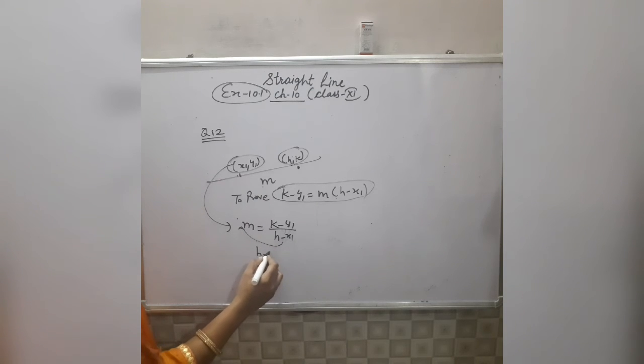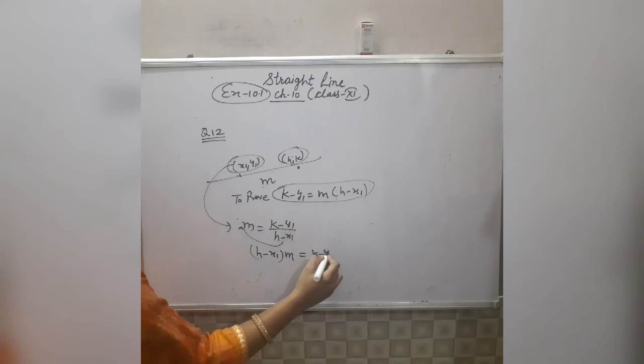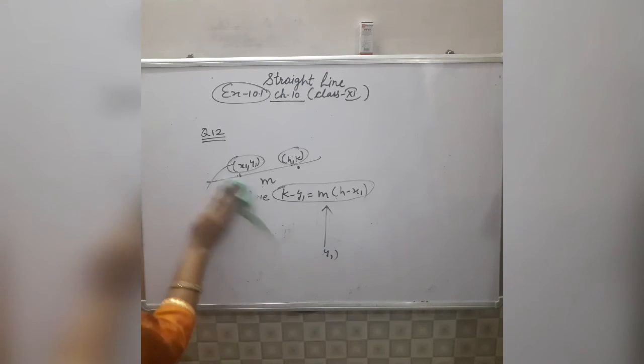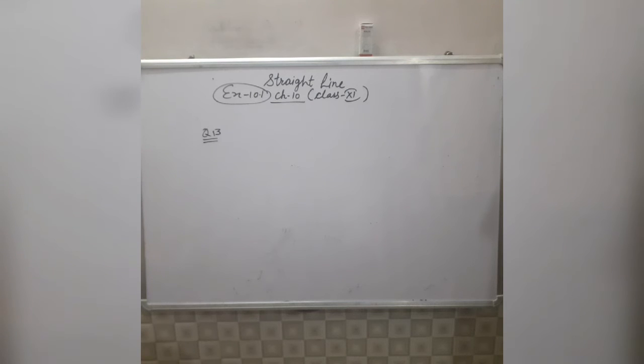When h minus x1 comes on this side, it is multiplied by m, then you will get the required result. So this is very simple, just a formula of slope is used in this sum. Now see question number 13.